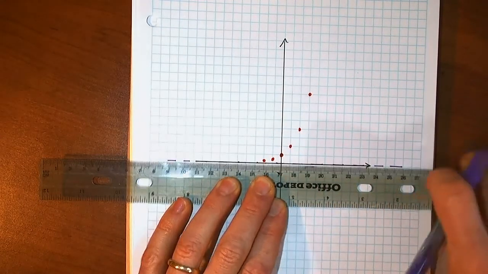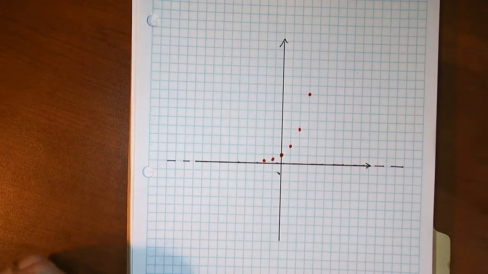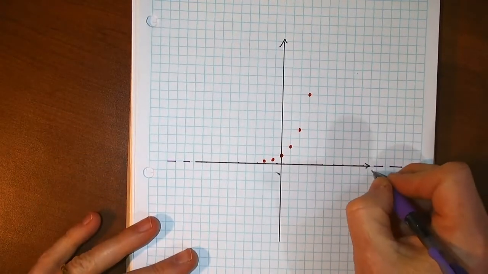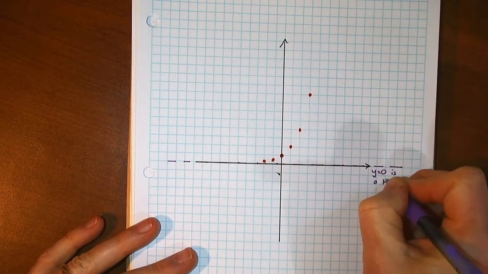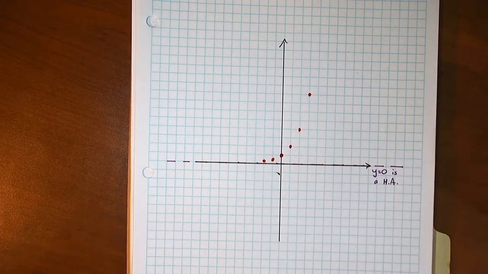Okay, so don't forget that that's there, right? The x-axis is an asymptote. And remember, the equation for the x-axis is y equals 0. And that's our horizontal asymptote.